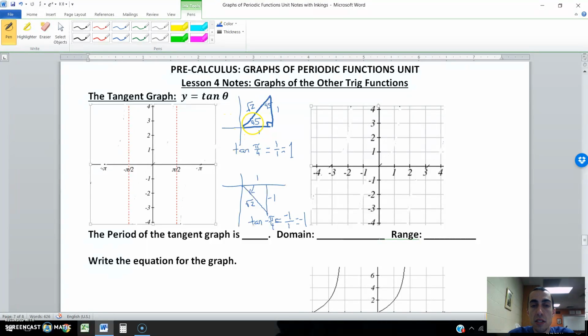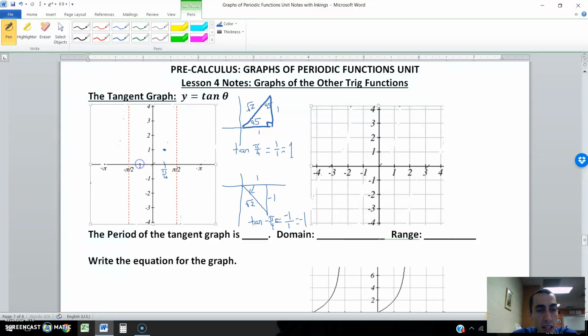First thing that I'd like us to do is look at a 45, 45, 90 degree triangle. This 45 degrees in radians is pi over 4. If we were to take the tangent of 45 degrees, we would see that its y over x is 1 over 1, or 1. So what that means is that when we graph an x value of pi over 4, our y value is going to be 1.